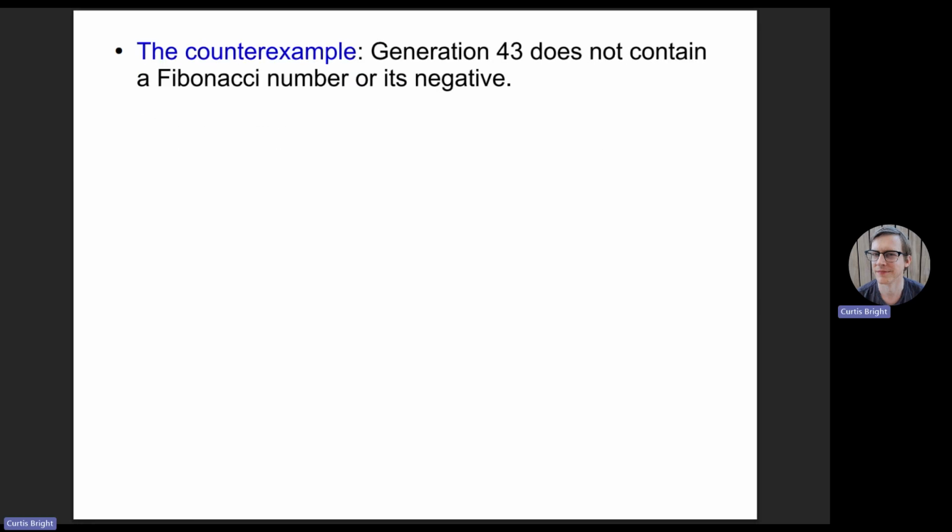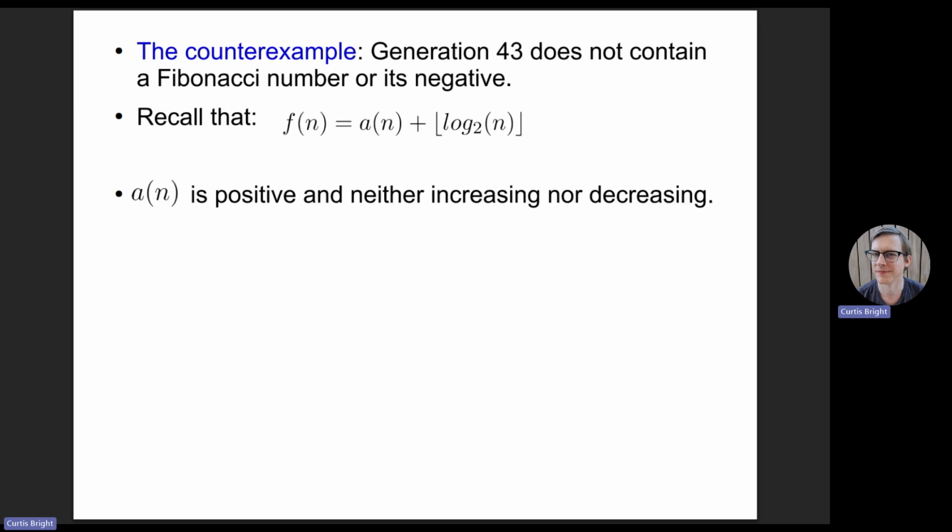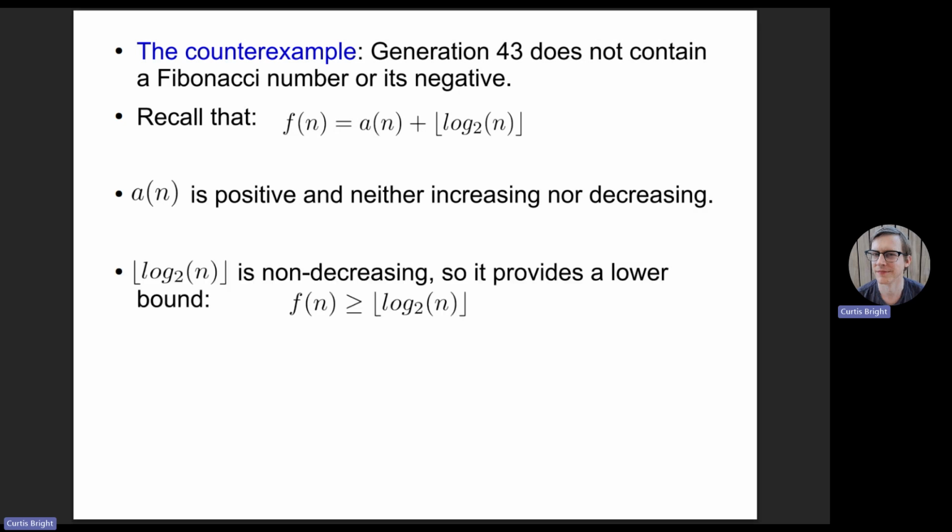So the counterexample is that the 43rd generation does not contain a Fibonacci number or its negative. So here is our formula that we were using, a of n plus the floor of the log function. A of n, remember, was going up and down a little bit, like up and down by 1. So it's not increasing nor decreasing. However, this log function is non-decreasing. So it's going to provide a lower bound. It's kind of a crude lower bound, but it works. So we know that f of n is always greater than the floor of the log function.